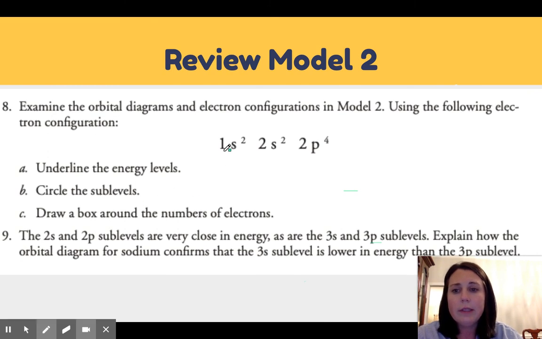So we can see now that these first numbers are our energy levels, right? What we call the sub levels, that's these S and P, and those are like the rooms. And then we have the actual number of electrons. Those are those exponent numbers. Okay.